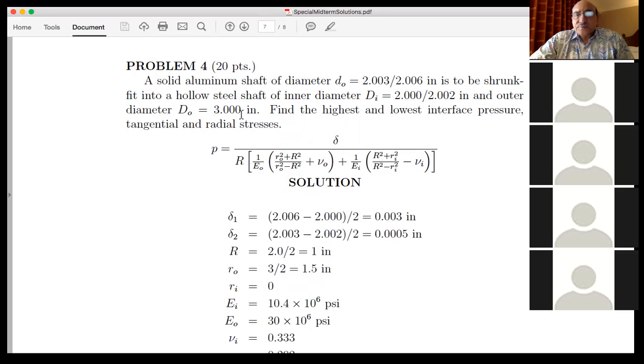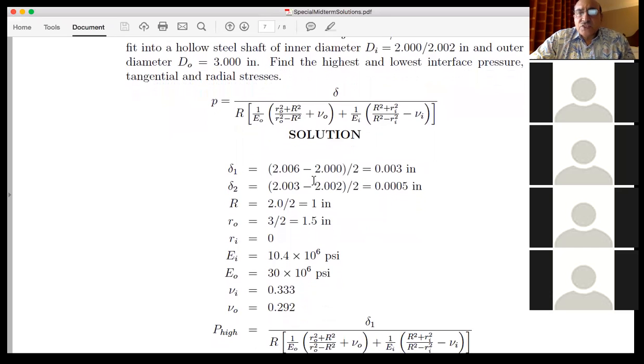And therefore, we have to use our understanding to determine the maximum interference and the minimum interference at the interface. Once we know that, the highest and lowest stresses will be determined by the minimum and the maximum interference, and that would be a substitution in this equation.